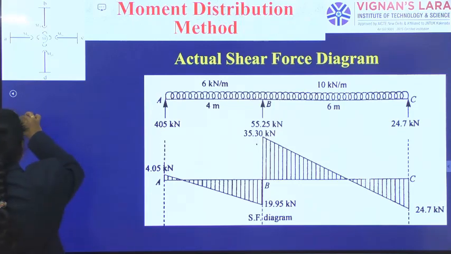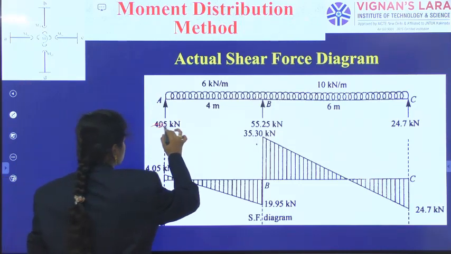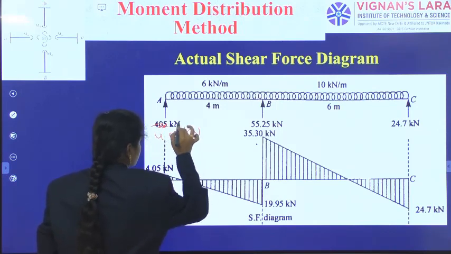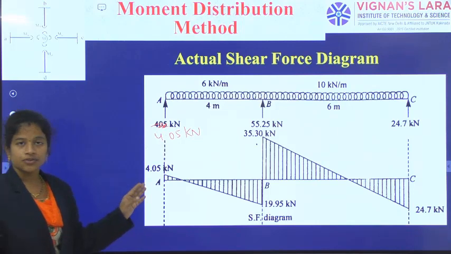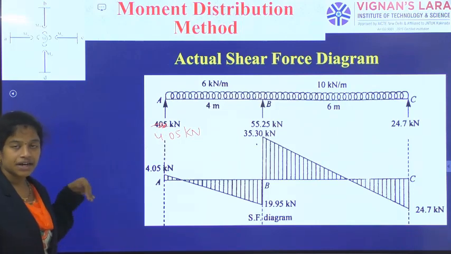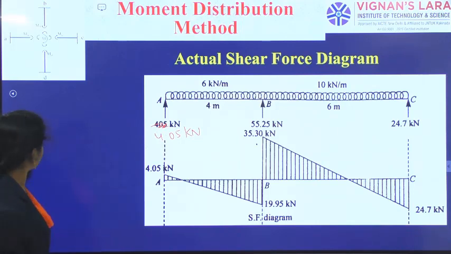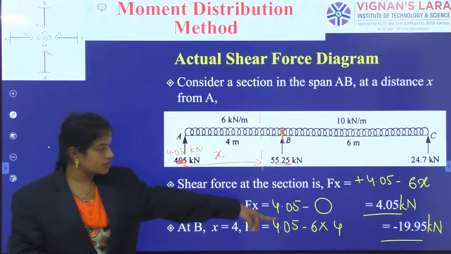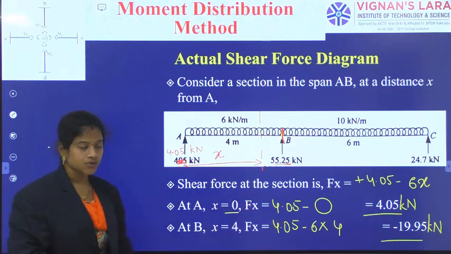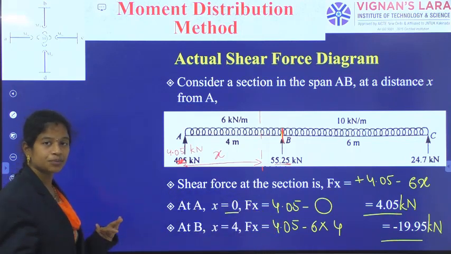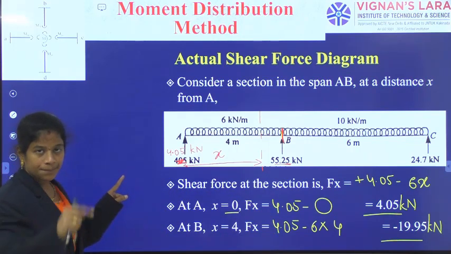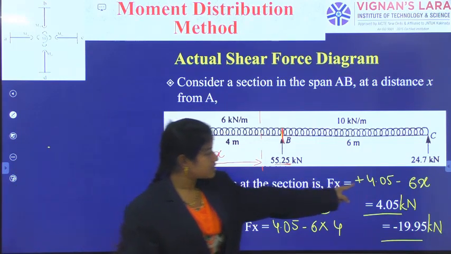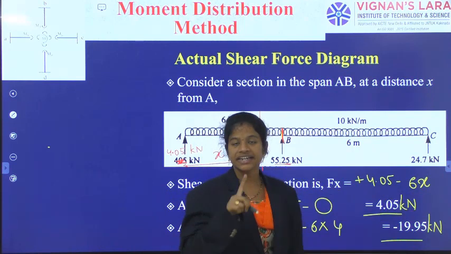Starting with this 4.05 kilonewton, positive left side upward 4.05, and then in the next span, AB span, 4.05 to minus 19.95. So 4.05 to minus 19.95 we have got below the baseline, and the equation followed for this is 4.05 minus 6x. So a single degree straight line.